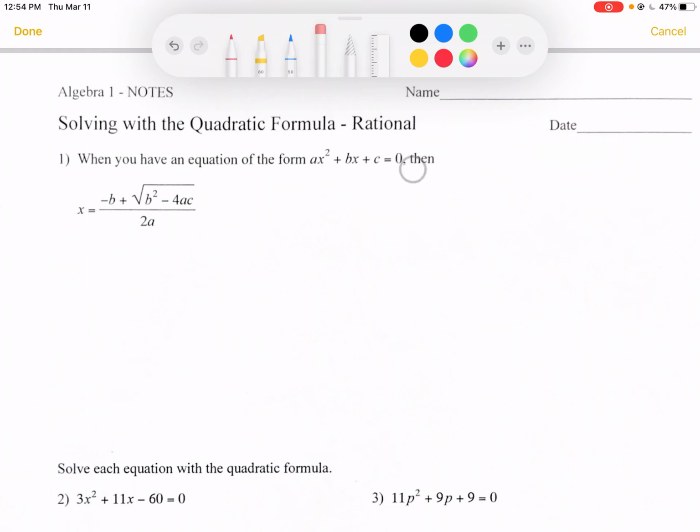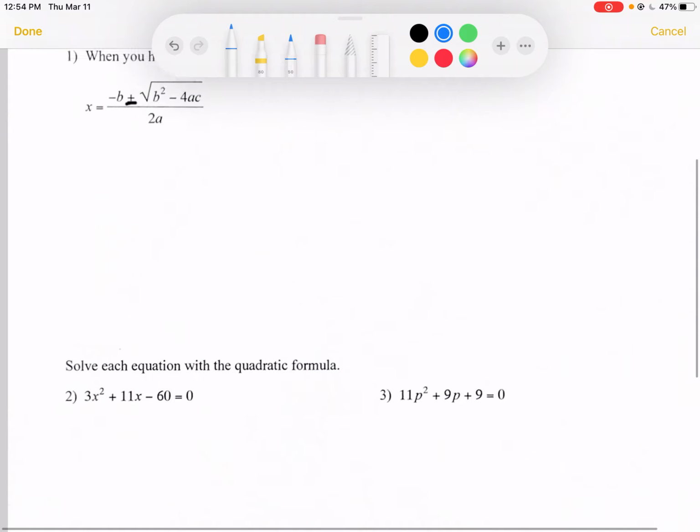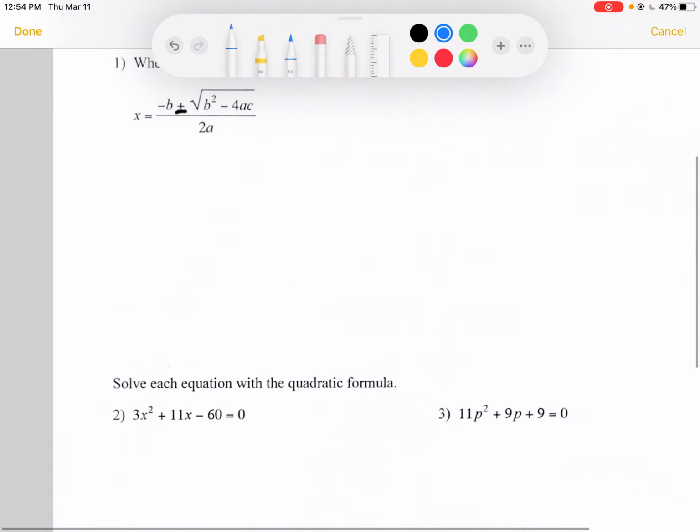So the equation that you need to know is right here. It's x equals negative b plus or minus, so you need to add the little minus sign there because we couldn't get that to show up when we made the worksheet. Plus or minus the square root of b squared minus 4ac all over 2a. It looks really scary, but once you get the hang of it, it is not that bad. So let's give this a try, okay?